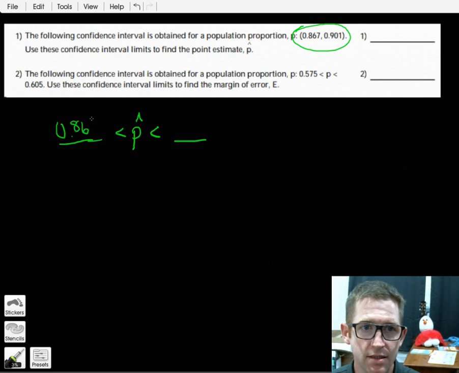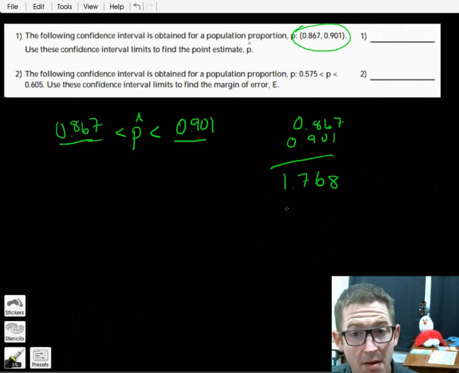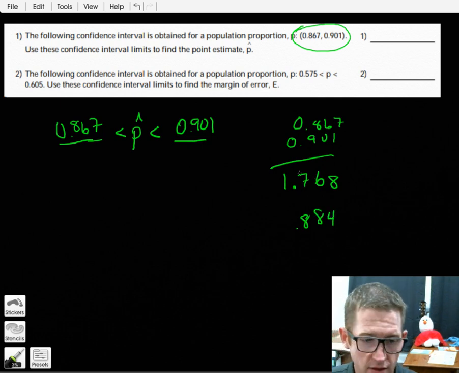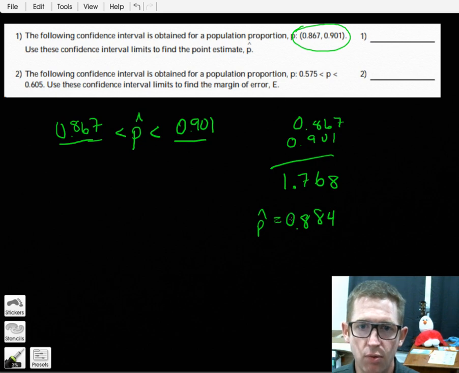So the 0.867 and the 0.901, to find the middle of that, add these two numbers together and divide by 2. 0.867 plus 0.901, add them together and then divide by 2. And my math is very bad right now. Divide that by 2, I'm going to get 0.884, I think. Someone double check that for me. Not that you can respond. Yeah, that's right. So p hat is equal to 0.884. Okay, that's number 1.